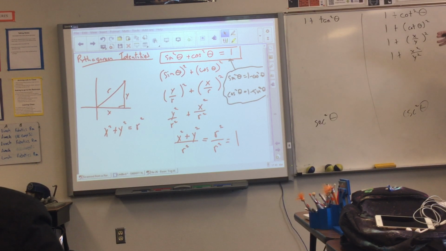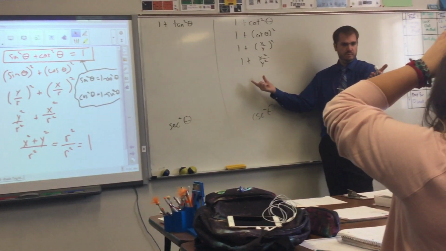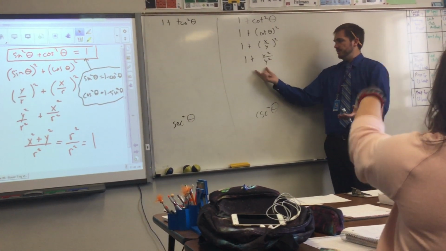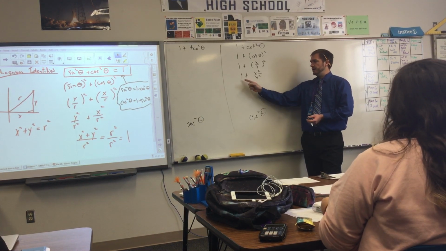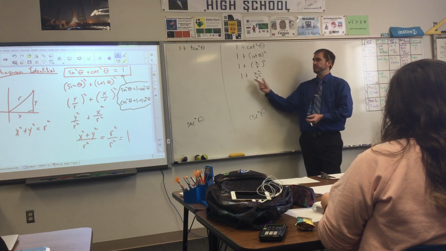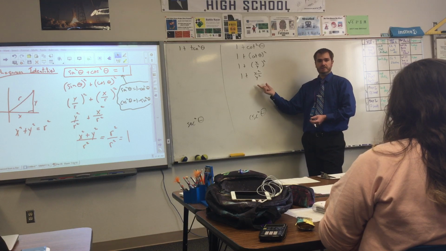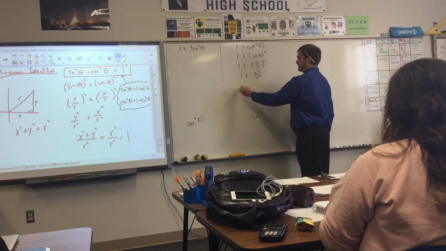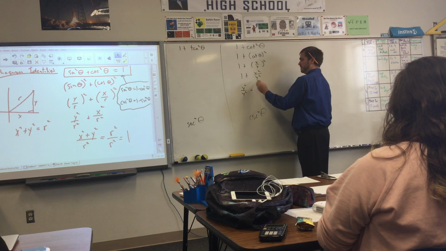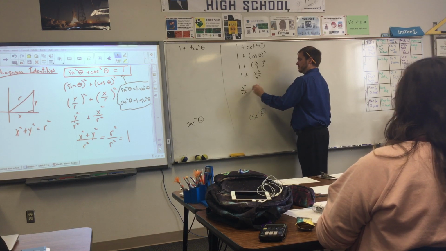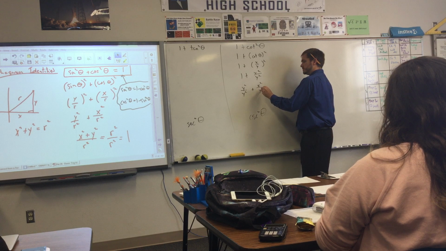Very similar to what we saw over there. Now, we cannot combine these terms, right? Because that's a number and those are letters. Exactly, we don't have a common denominator. How can we turn this one into something that has a common denominator? Y squared over y squared, I agree, plus x squared over y squared.